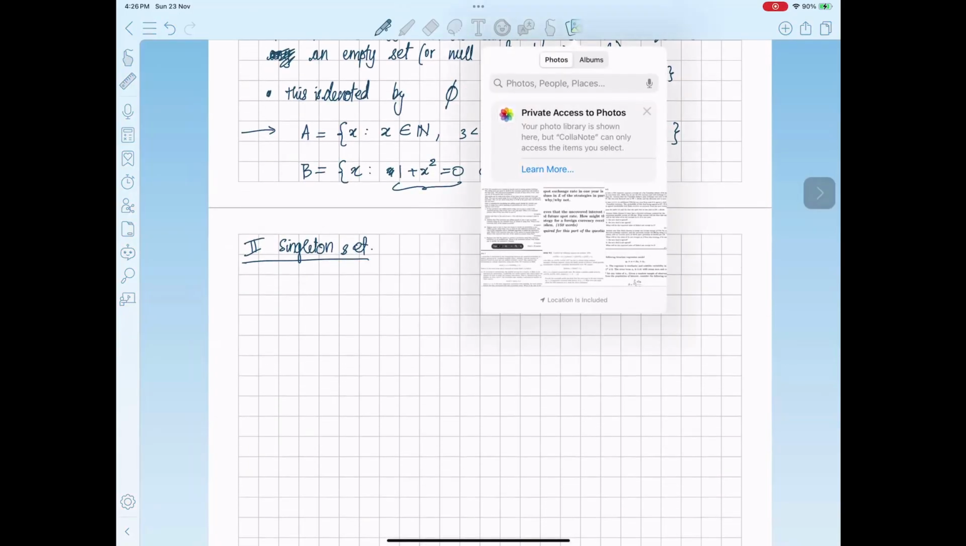A singleton set. I'm sorry, I think my iPad is glitching.